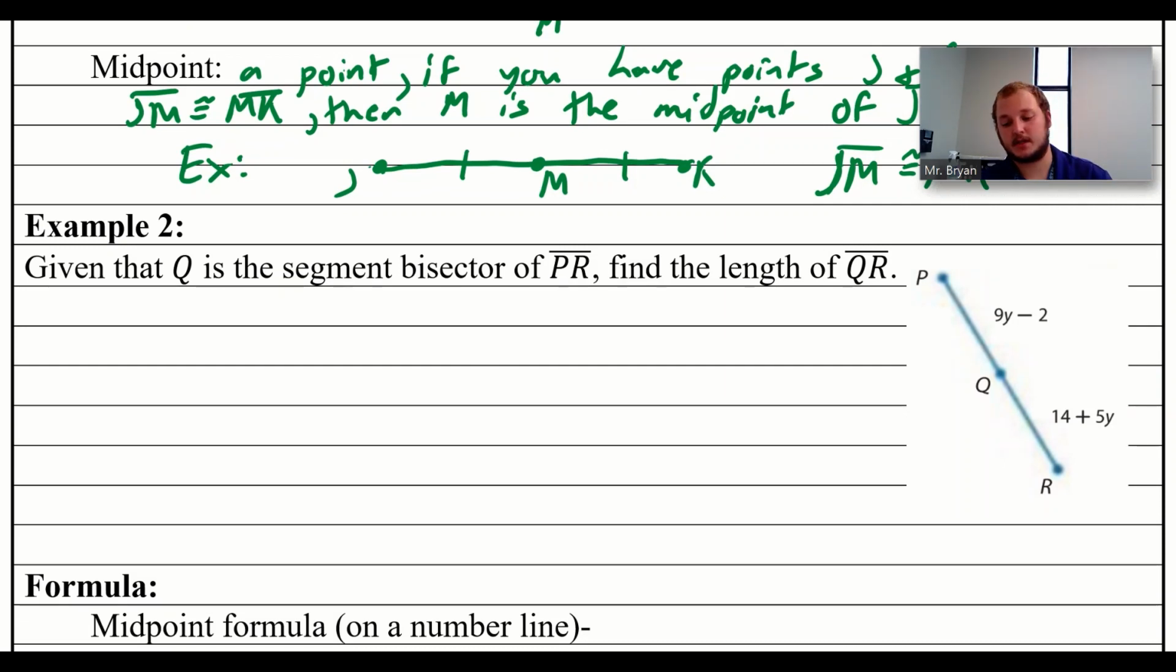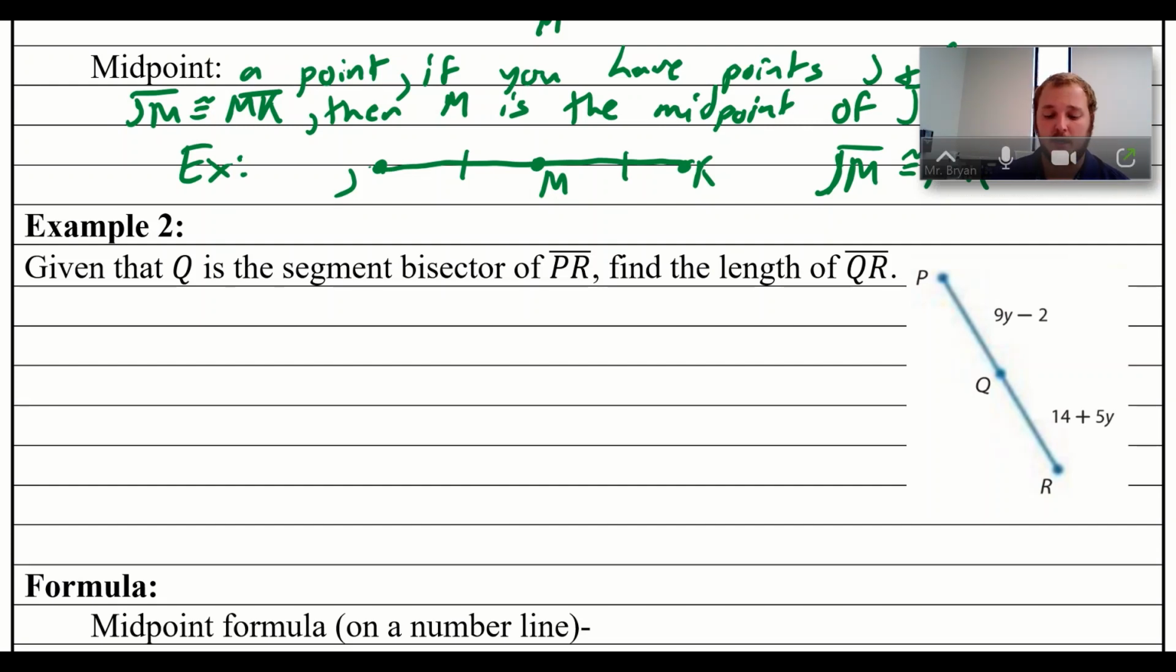Okay, I'll give you a sec to sketch this diagram. Same rules apply as always. We're given that Q is the segment bisector. In other words, it cuts that segment in half. It's the segment bisector of PR. And then what I want to do is find the length of QR.